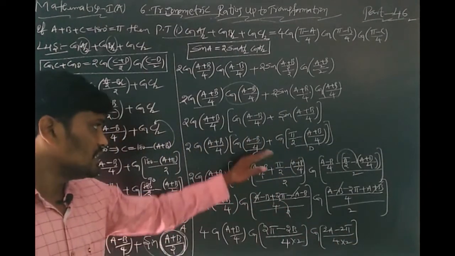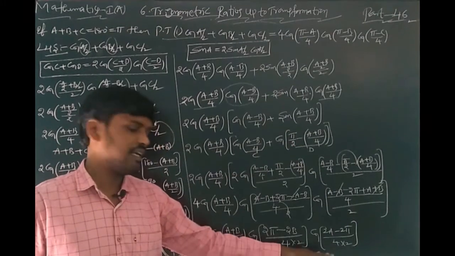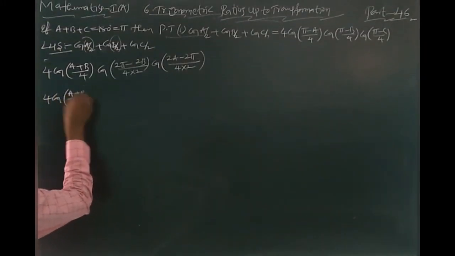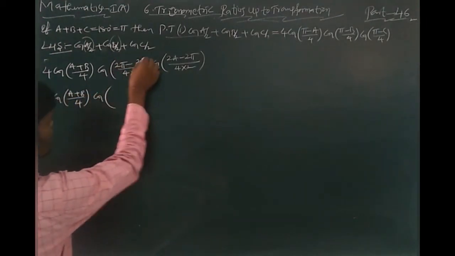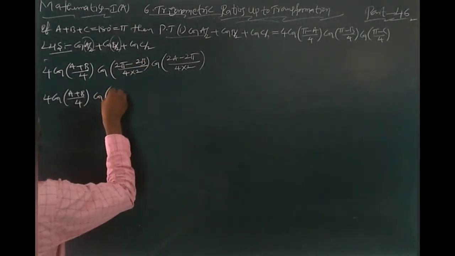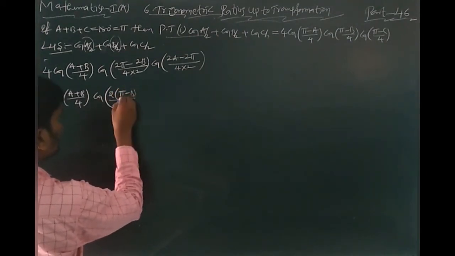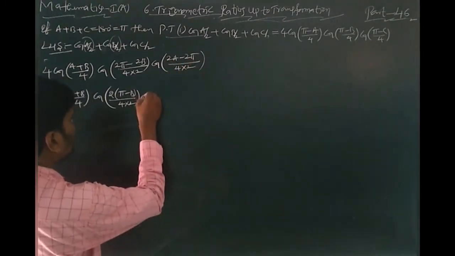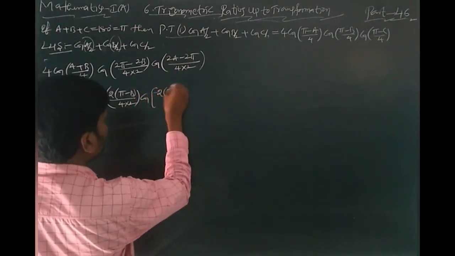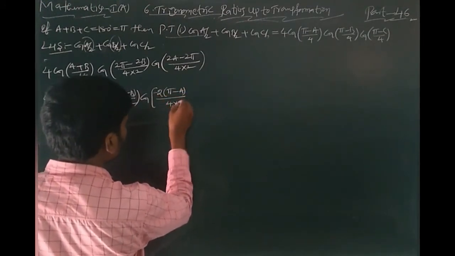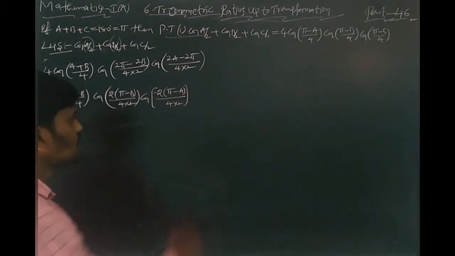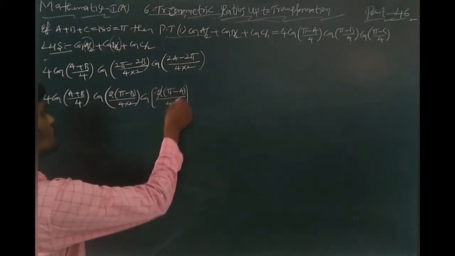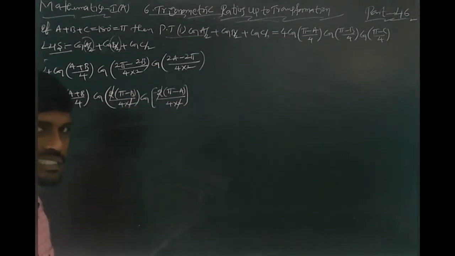Understood or not, students? This formula cos 1 second you can write in this way. 4 cos of a plus b by 4 are similar. In these two terms you can common 2, you get 5 minus b by 4 into 2. In these two terms you can common minus 2, you get 5 minus a by 4 into 2. Correct or not, students? First of all check. Minus 2 into 5 minus 2 by minus 2 into minus a, you get plus 2a. Here 2 get cancelled, here also 2 get cancelled.